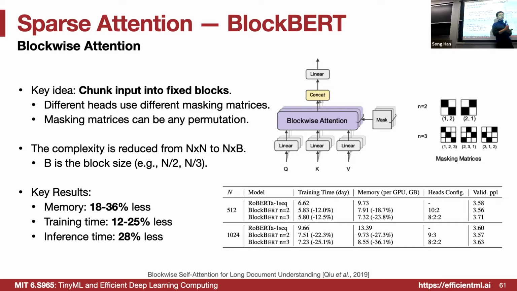We can divide it into groups, or we can do it in this way. The first part only pays attention to the first part, and the second part only pays attention to the second part. So we can further do more complicated patterns to encourage those local attentions. Right? So this is the masking matrix. We can drastically reduce the computation by sparsely masking the matrix.